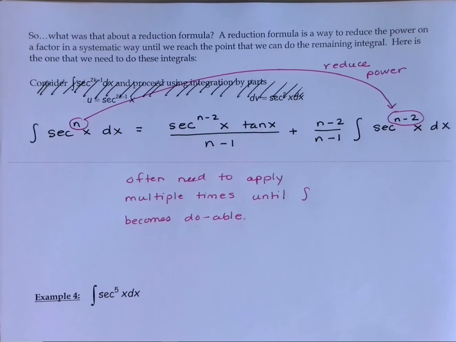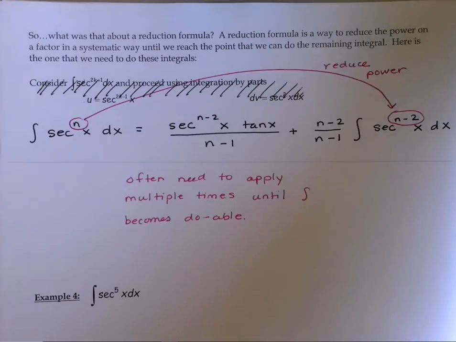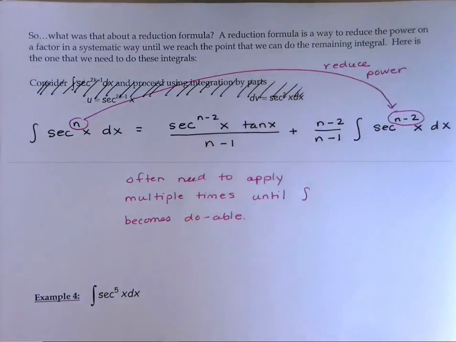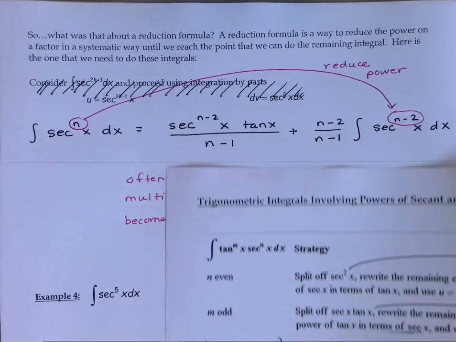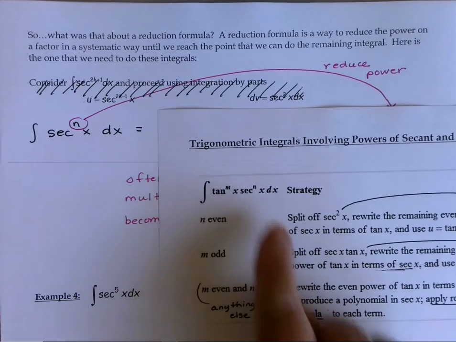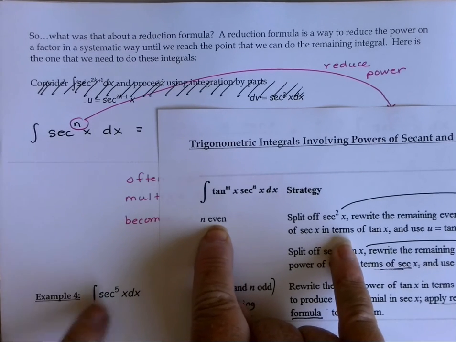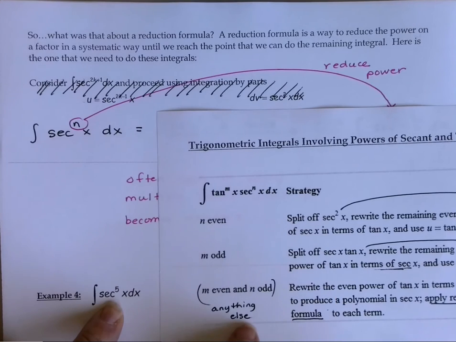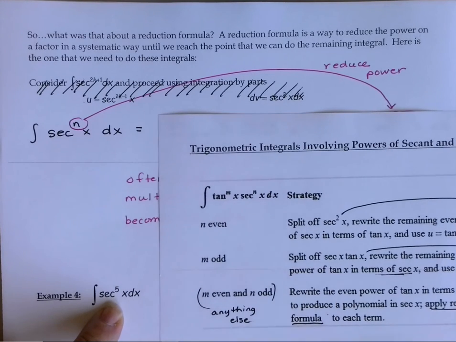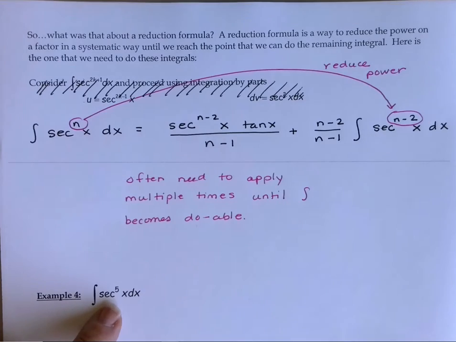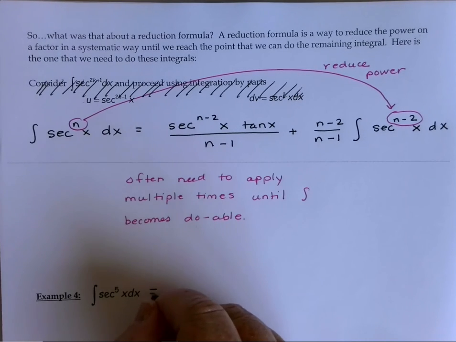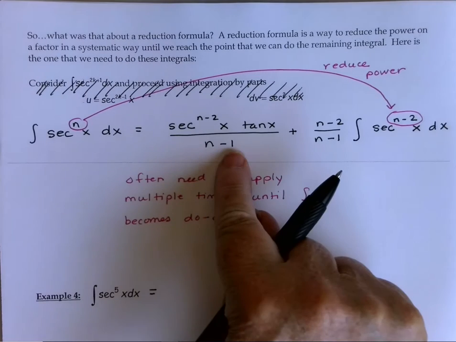All right, let's give this a shot. In example 4, we've got secant to the 5th power of x. And again, I'll have you note that according to our little chart here, the power on secant is n. The way we've been doing this works for n even, but I've got an n odd. So I'm in the anything else case, the reduction formula case. All right, so we're going to go ahead and use our reduction formula here. Just start putting it in.